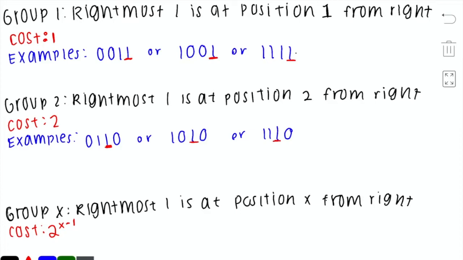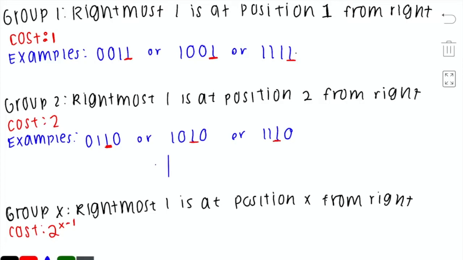So group 1 represents all of the numbers where the rightmost one is at position 1 from the right. Here we have a few examples, and we can see that in each of these examples, the rightmost one is at the very last position. So it's at the position that represents 2 to the power of 0, or 1. What that means is that for all numbers with this characteristic, where the rightmost one is at position 1 from the right, we can connect all of these cities to city 1. And so the cost would be 1.